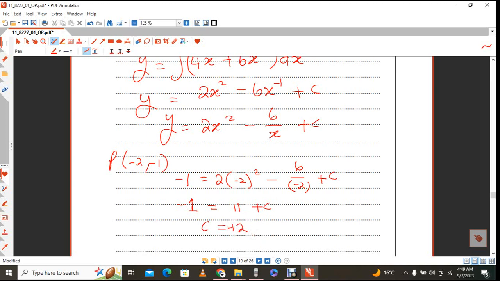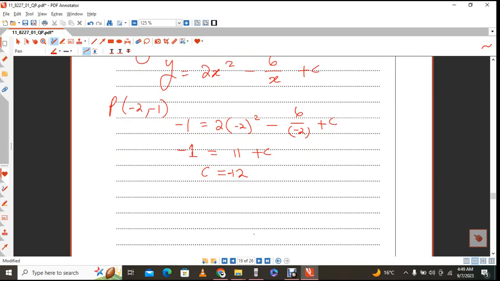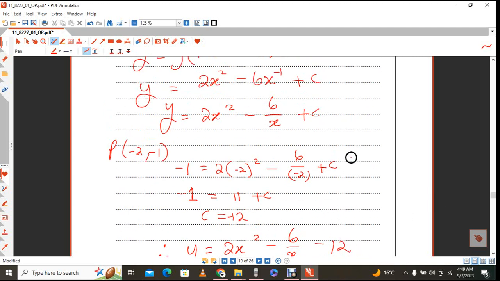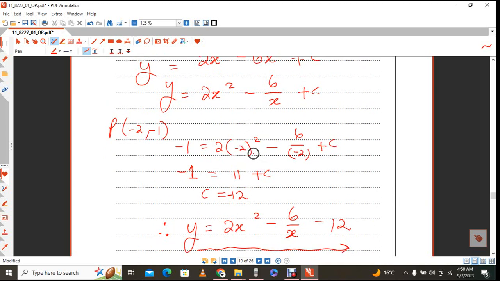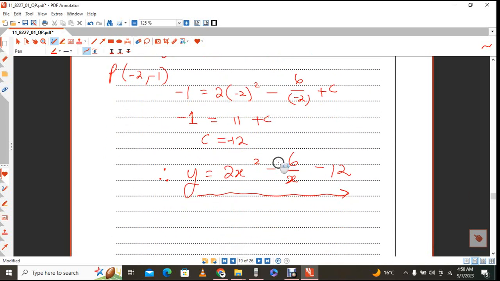All right, therefore, the equation is y equals 2x squared minus 6 over x minus 12. Anything equivalent to that. 1 mark for integrating, 1 mark for including the plus c, the constant of integration. 1 method mark for correct substitution of the point into the function, and then a correct mark for the function itself.